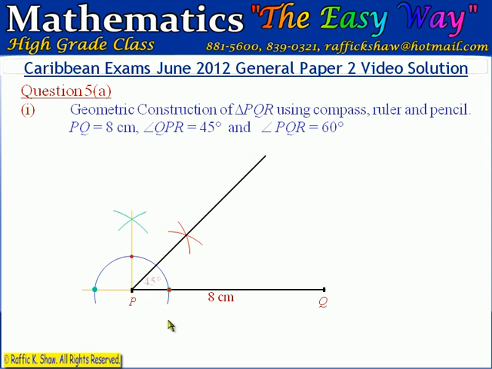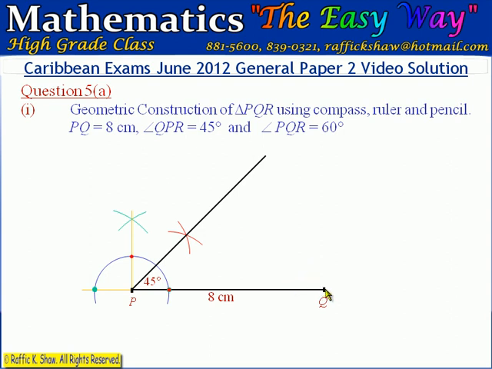So we can go ahead and show that. So we know R is somewhere on this line. We don't know the distance PR, but we know R is somewhere on this line. Now at this point Q, we want to construct our 60 degree angle because we are told that angle PQR is 60 degrees. So the angle here must be 60 degrees. So what we want to do is construct a 60 degree angle here.